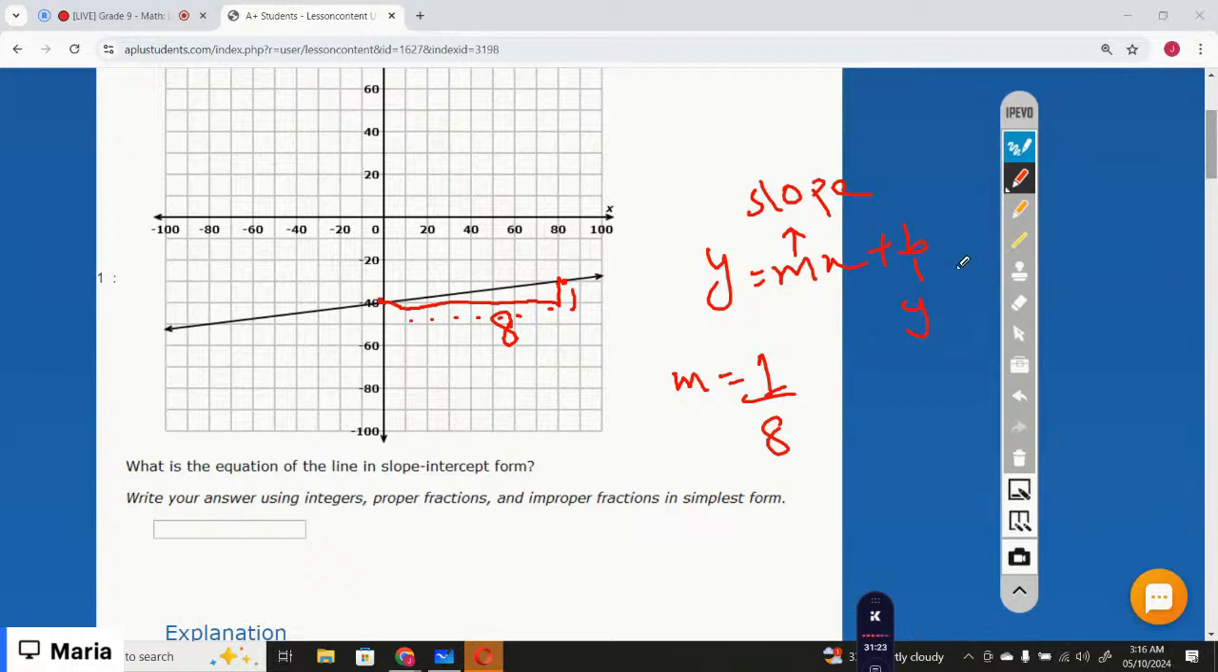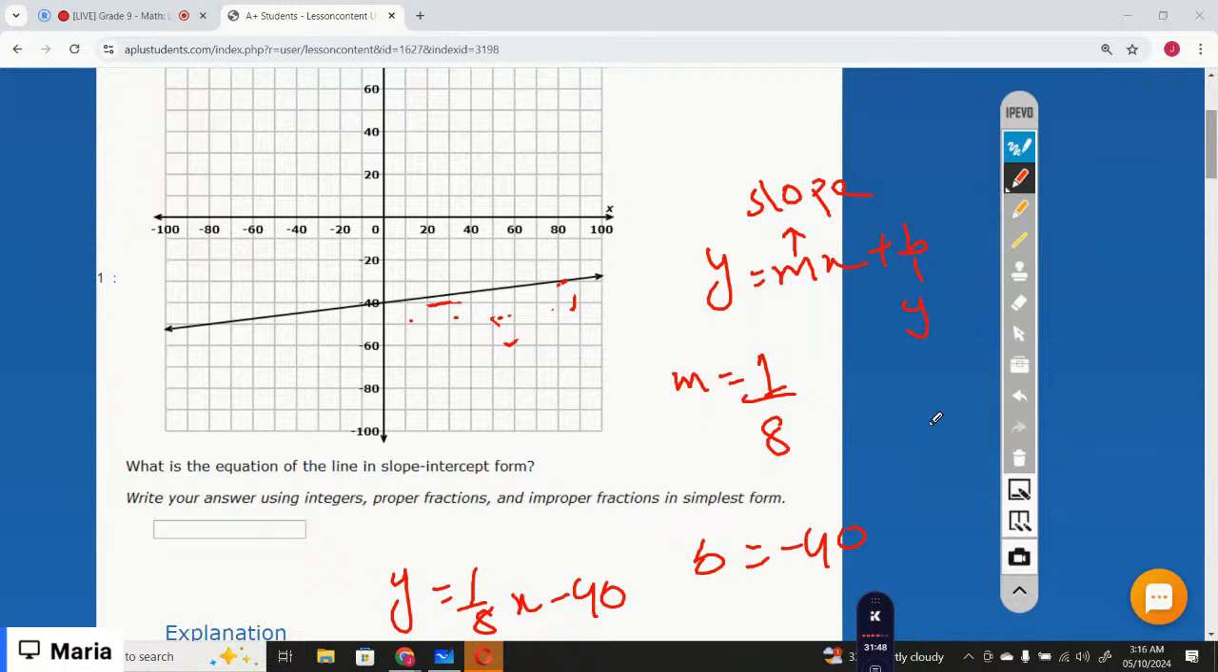The second thing you need to know is the y-intercept. Y-intercept is the point where the graph is touching the y-axis. So here you can see the graph is touching the y-axis at -4, isn't it? So that is b equals -40. So the equation is y equals 1 over 8x minus 40.